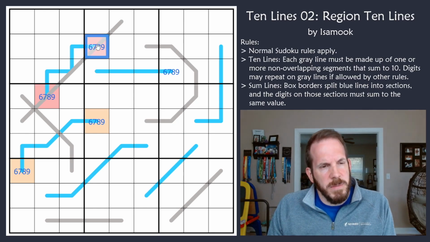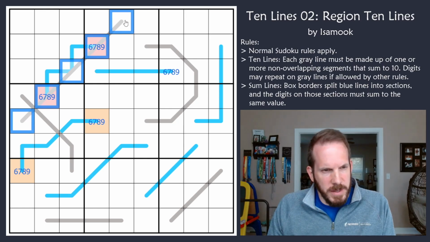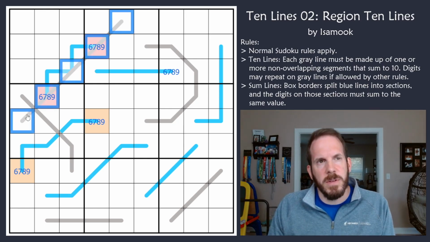Okay, there is something interesting though about this 5-cell line. So we can't have, well, we could have in theory this just be 1 5-cell 10 sum.